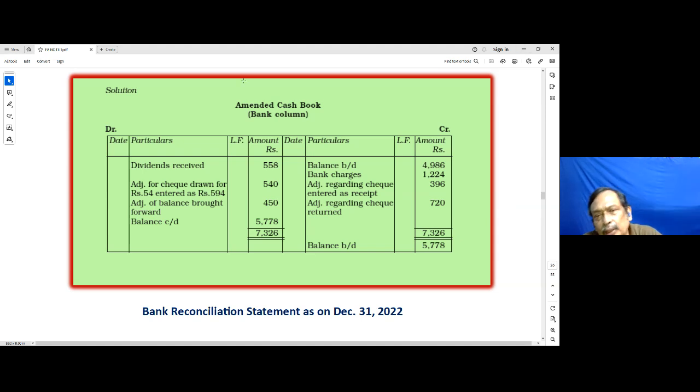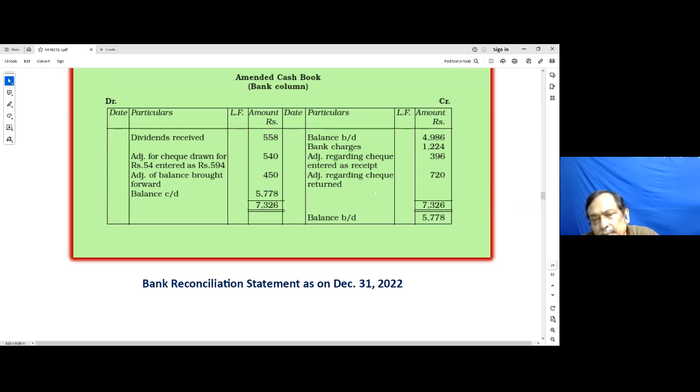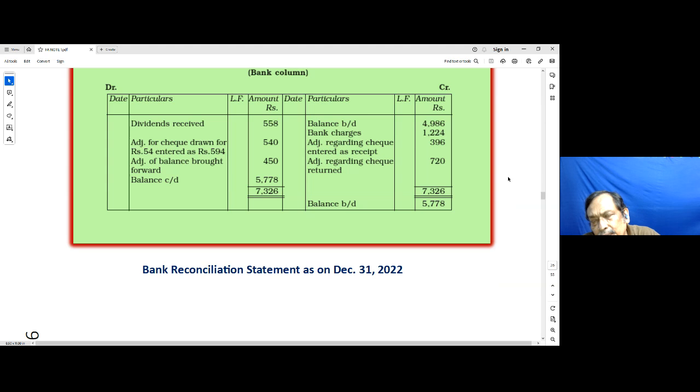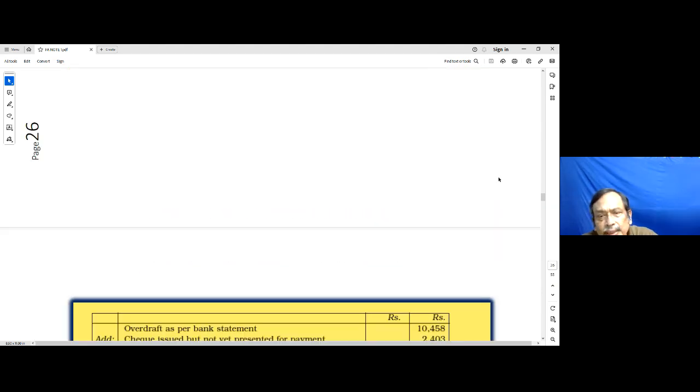So cash book amended means corrections have been made, and remember, these items will not be touched in the bank reconciliation statement anymore. So when we are going to adjust the cash book, that is when you are going to amend the cash book and bring the corrected balance, that is 5778, we have to prepare the bank reconciliation, and only the transactions or the items which are not recorded in the pass book will be taken care of. So let us start with the bank reconciliation.